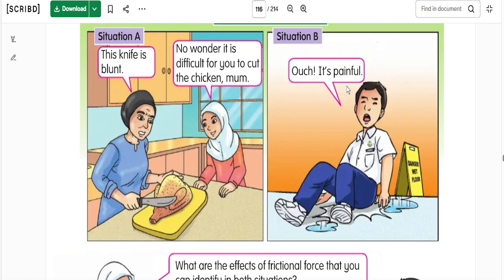To apply force and all. Ouch, it's painful, because there you can see there is a wet floor. So there was less friction, and that's how he slipped easily, right?